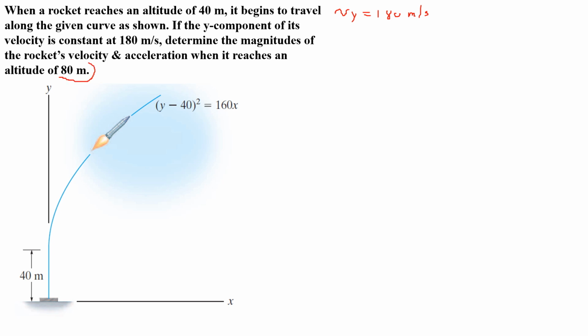So at 80 meters, we would like to find V, which is simply the square root of Vx squared plus Vy squared, and also the magnitude of the acceleration, which is A equals the square root of ax squared plus ay squared. Now notice the following: since Vy is constant, I can immediately conclude that Ay is 0.